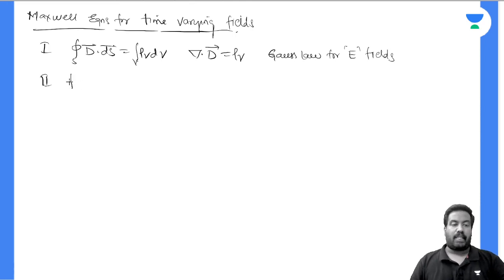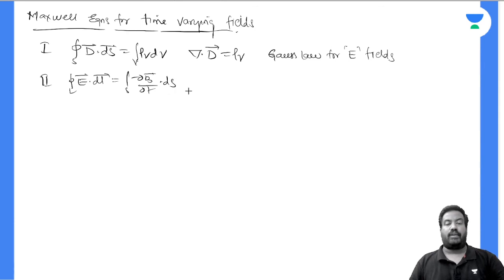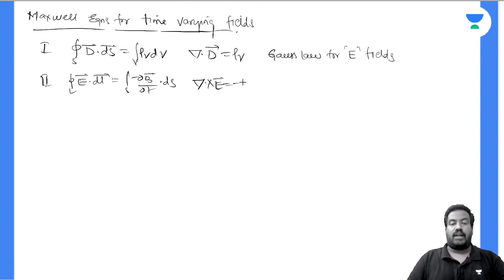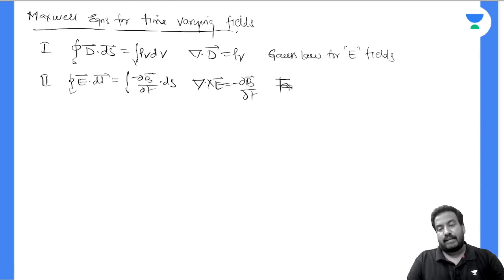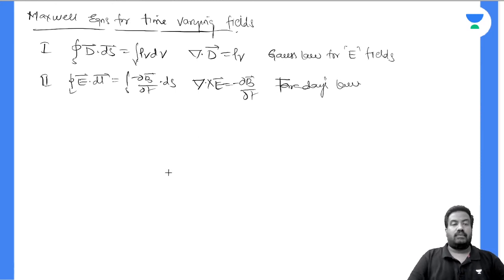Second equation, closed loop integral of E dot dl is equal to surface integral of minus dou B by dou t dot ds. Applying Stokes theorem on LHS, del cross E is equal to minus dou B by dou t. This is from Faraday's law. And very clearly there is an interlink between these two equations if you see carefully.